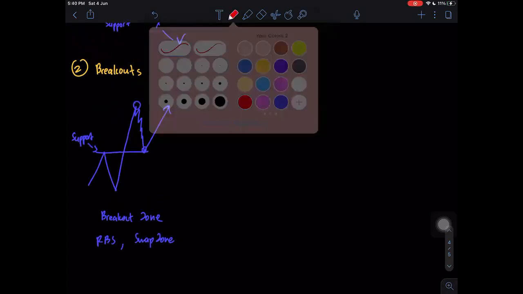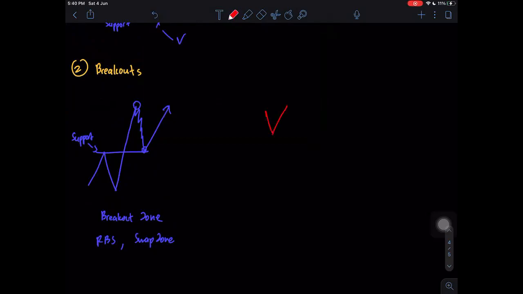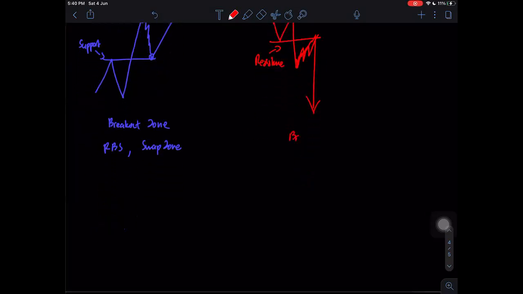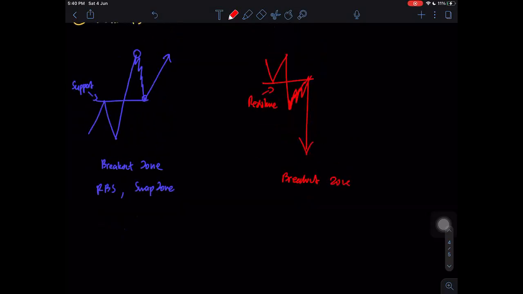And of course, we have the sell variation where a support is broken by price. Okay, and then price over here. Boom. So you can see that this was a support, but now it has turned into a resistance. Let's call it a breakout zone. This is a breakout zone. You get me? Yeah, simple. Lovely.